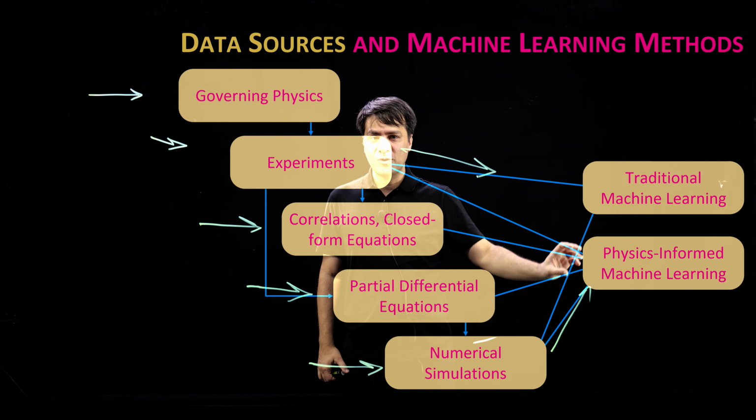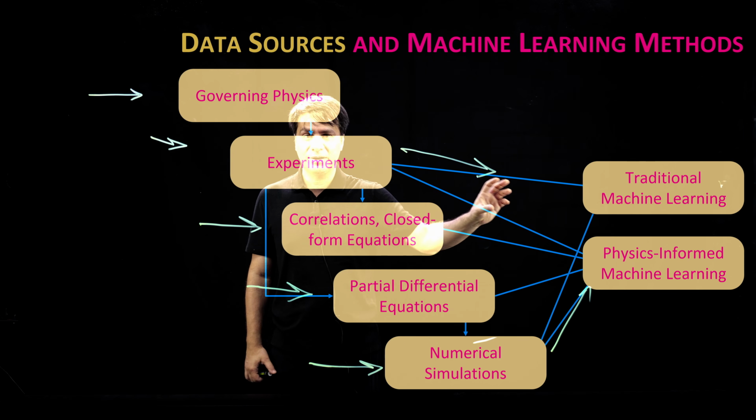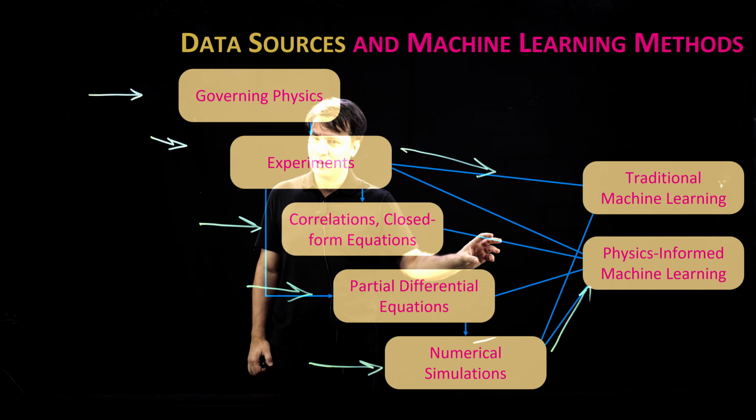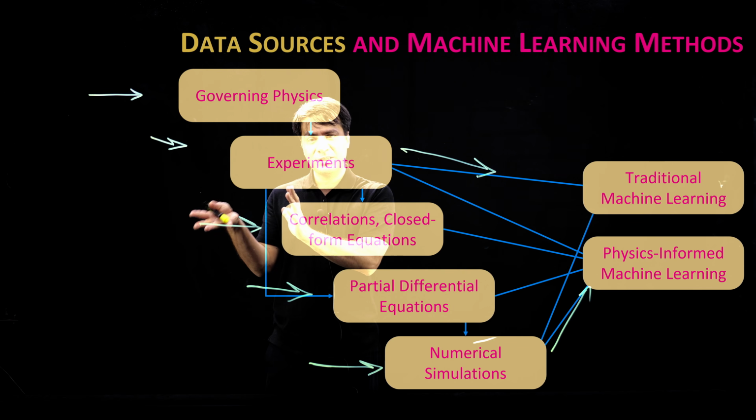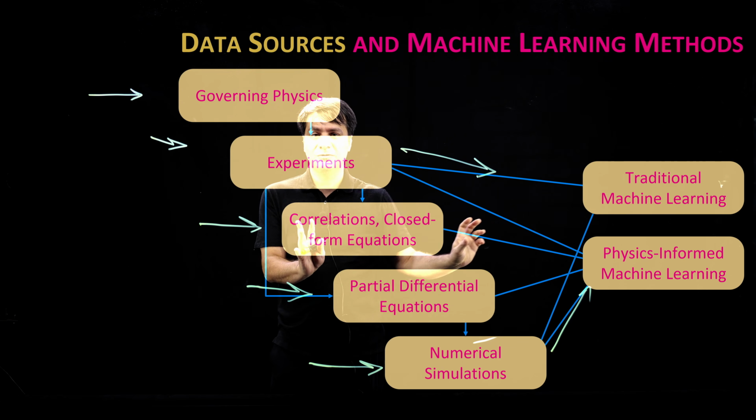So throughout this course, I'm going to do an overview of the main traditional machine learning algorithms, specifically for a regression problem, which means that you have done some experiments and you want to predict an outcome. And you're going to see step by step how we can enhance that to create a physics-informed approach.